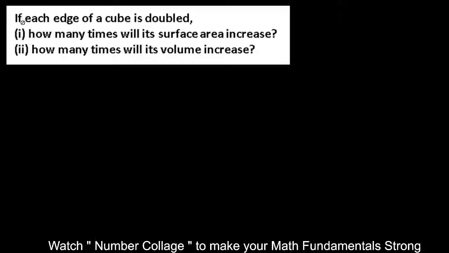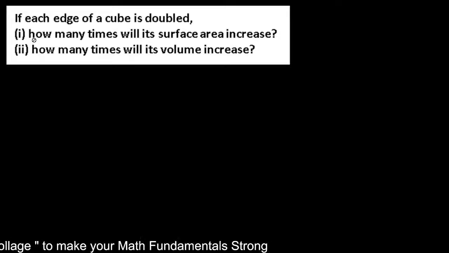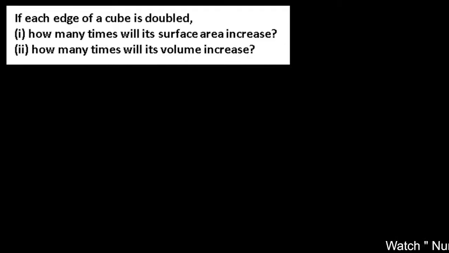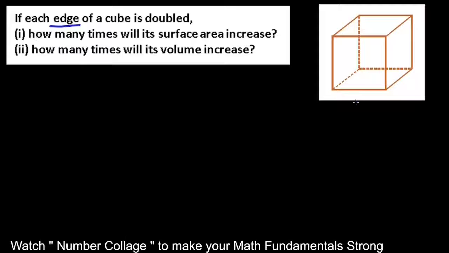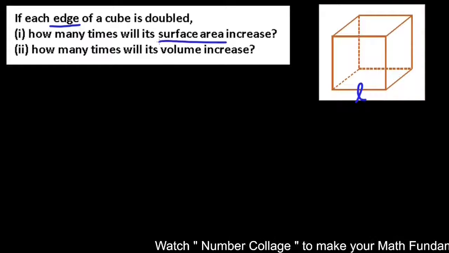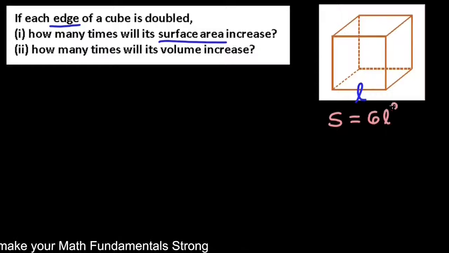Next question. If each edge of a cube is doubled, number one, how many times will its surface area increase? Number two, how many times will its volume increase? So let the cube in question be this, whose edge is L, so that when its edge is L, its surface area will be S equals 6 times L square. This we have seen earlier.